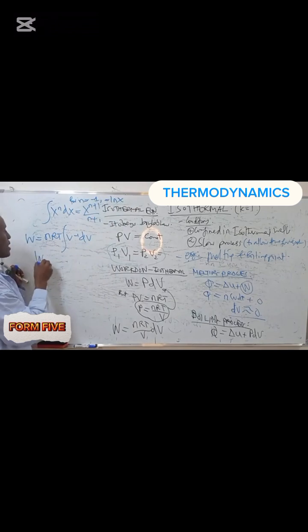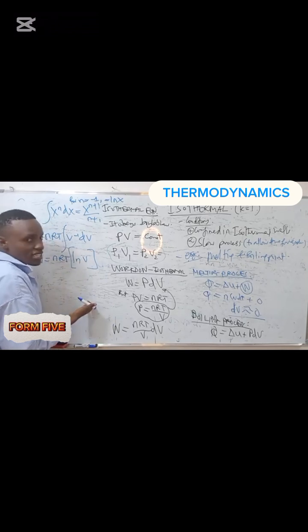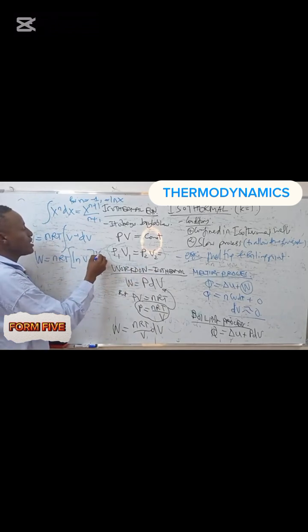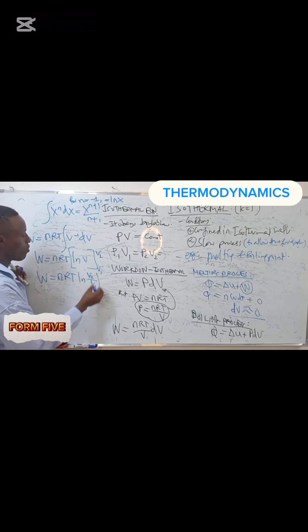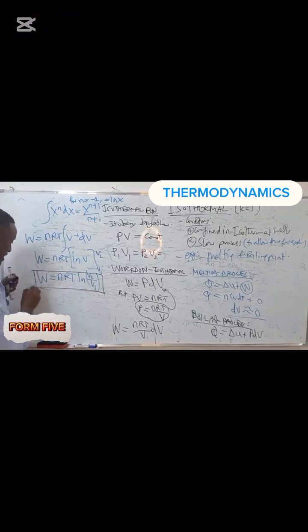So the work done will be nRT, now I have the ln of V. But I'm integrating from the first volume to the second volume because that is the thermodynamic process, meaning the variables are changing from V1 to V2. This means the work done will be nRT ln of V2 over V1. That's all about the work done.